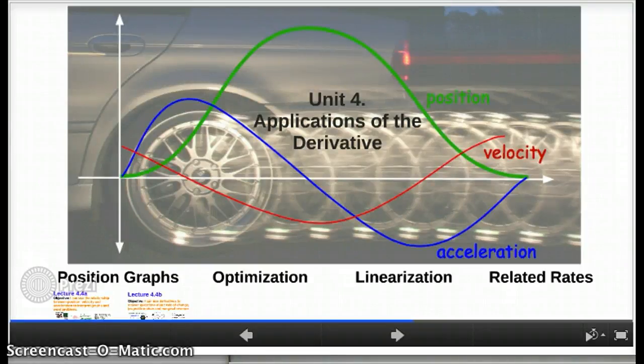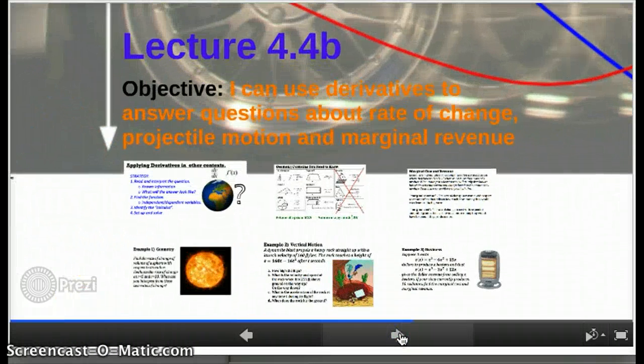Welcome back. As you remember from the last video, in this unit we're talking about applications of the derivative, and last lecture we talked about position graphs. Well, today we're going to talk about using derivatives to answer questions that aren't necessarily about position, but that still involve rate of change and first and second derivatives. In particular, we'll talk about projectile motion and marginal revenue.